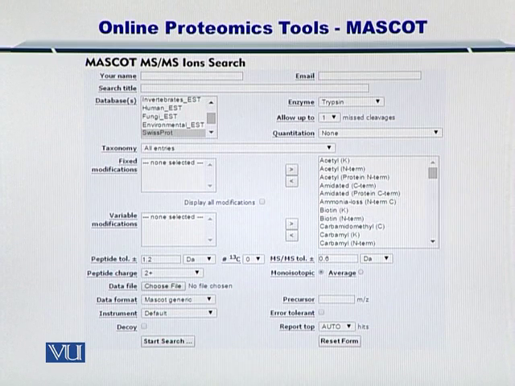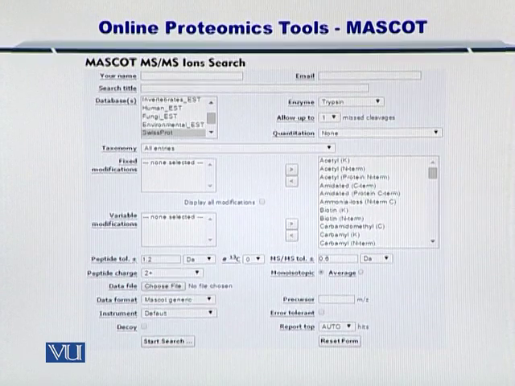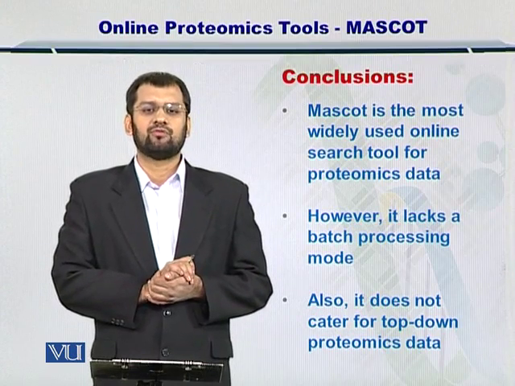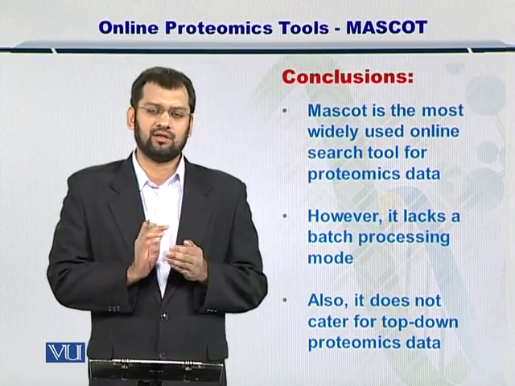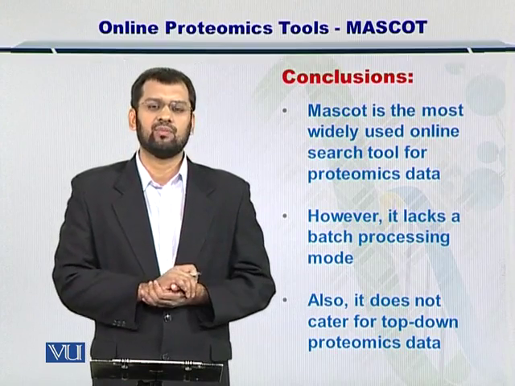By filling in this parameter form, Matrix Science's tool MASCOT gives you plenty of options for shotgun proteomics and tandem mass spectrometry. However, the shortcoming is that it cannot cater for top-down proteomics and therefore is limited in its purpose to bottom-up proteomics only.